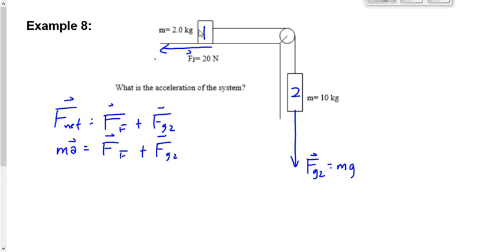What mass do you think you'd sub in here? It would be the 2 or the 10? Or 12? 2, 10, or 12? Who says 2? Who says 10? Who says 12? It would be 12. We'd use the entire mass of the system here, 12 kilograms. Look, it's m times a. The net force, the total force, is acting on the system here.